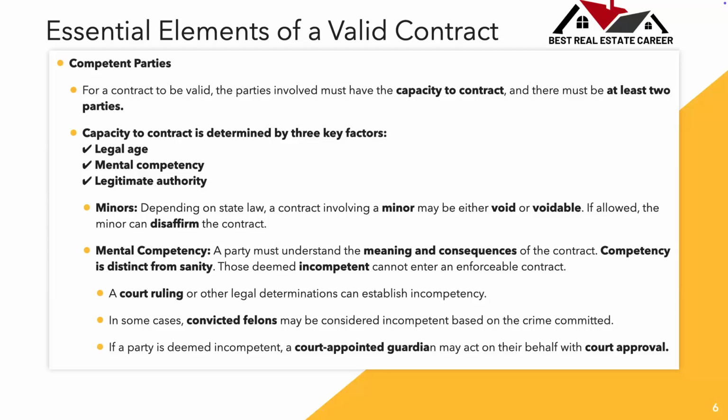Now, what we do know is a court ruling or other legal determination can establish incompetency, right? Like if it goes to court and the court says, hey, this person was incompetent, then we have a void contract. In some cases, convicted felons could also be considered incompetent depending on what crimes they have committed. And if a party is deemed incompetent, a court appointed guardian may actually act on their behalf with court approval, right? So we think about this like POA again, this power of attorney, like someone could actually be appointed to stand up for this person and proceed with the contract.